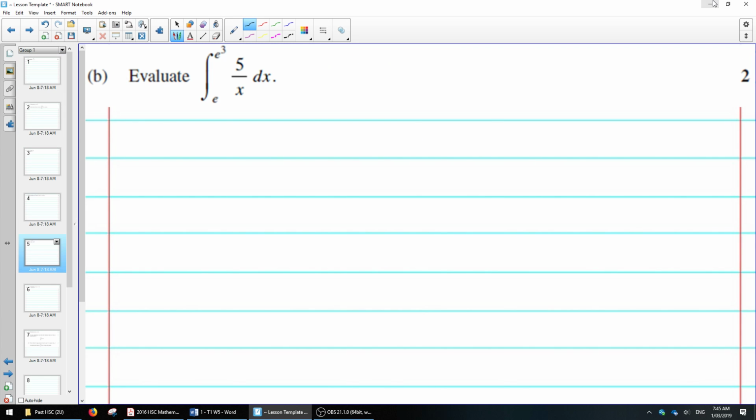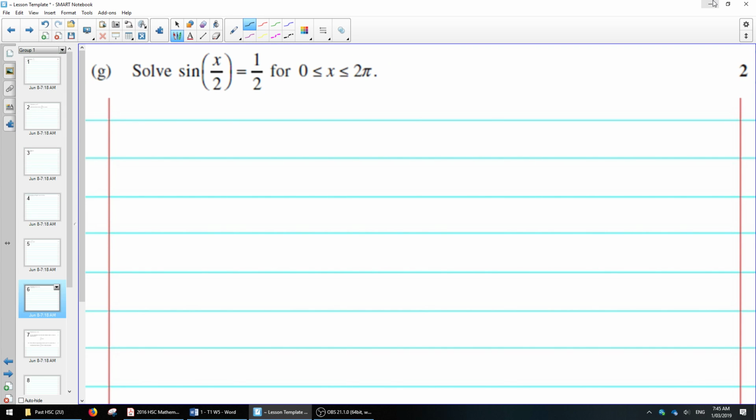Okay, so we'll start with 2016 11G. So let me just find that one. Oh yeah, this one. All right. So we are solving this trig equation and it equals a half, right? And as opposed to what we're doing in year 11, where we set it from 0 to 360, now we're doing 0 to 2 pi.